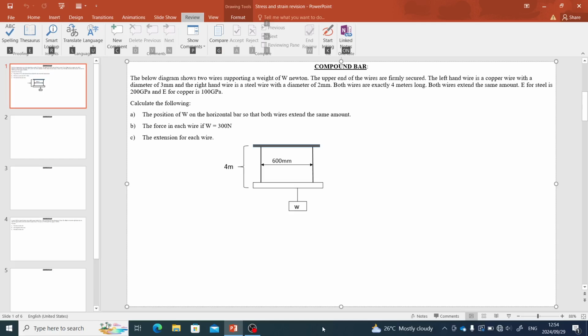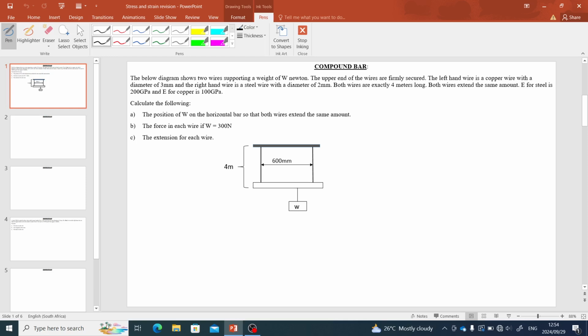People, let us look at this question, the compound bar. We are given a compound bar. You are having a bar hanging on its ropes. The below diagram shows two wires supporting a weight of W, supporting this weight of W.